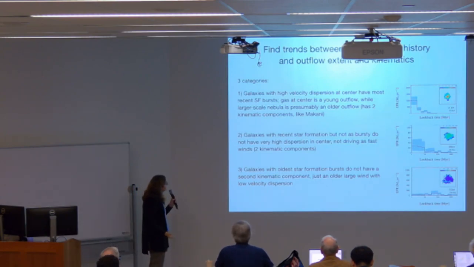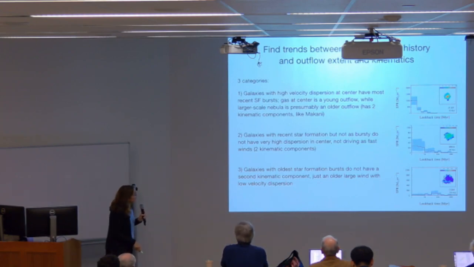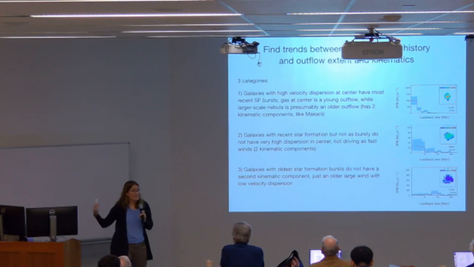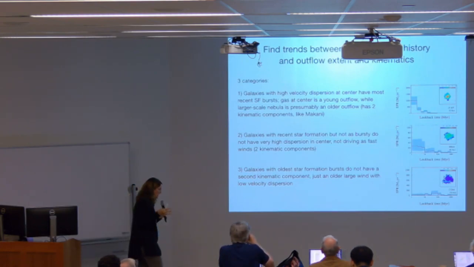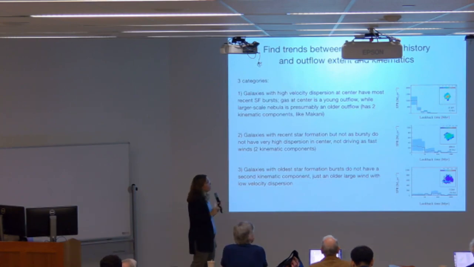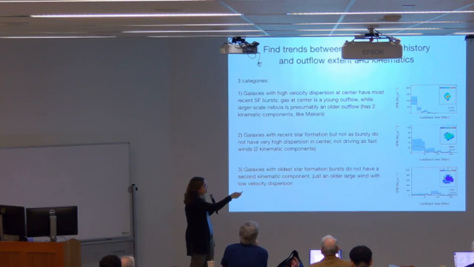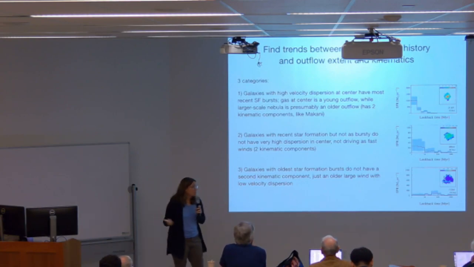Okay, this is the main result from this paper, that we find these trends between the star formation histories of these galaxies and the outflow extent and speeds that we observe. So we can take this sample of 13 galaxies and put it into 3 different categories. So here's an example of each galaxy in each of these categories. The inset is showing you the velocity dispersion map. The blue is like 50 kilometers per second. The red is like 400 kilometers per second.